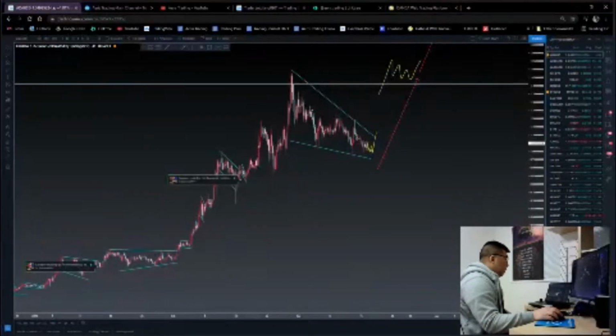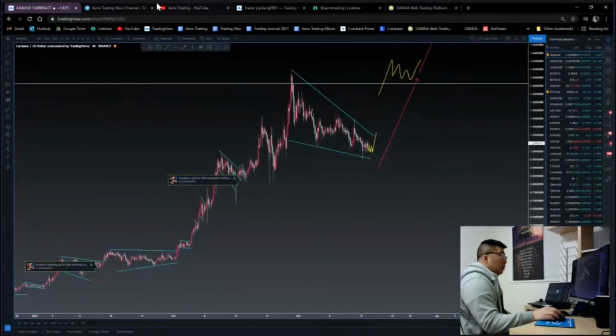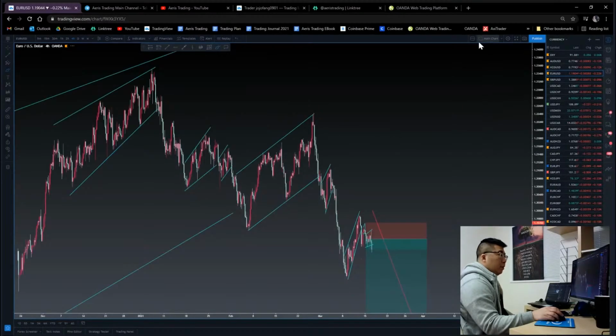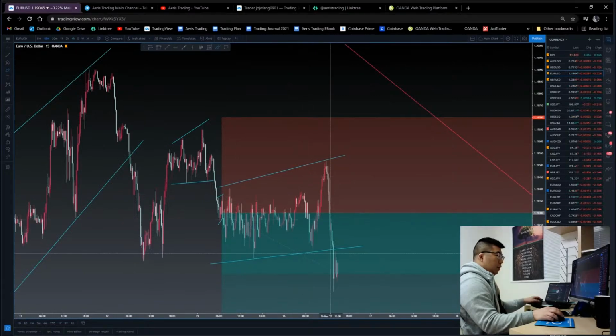Let me jump back to a few things I'm looking at and then we'll take it from there. A few positions. Yeah, let's go back to currency. Let's look at Euro Dollar. Euro Dollar is the trade I'm in, right? So I'm still in Euro Dollar.